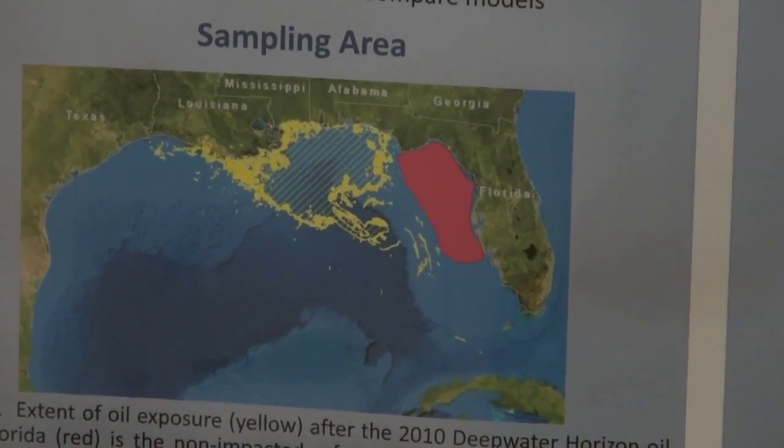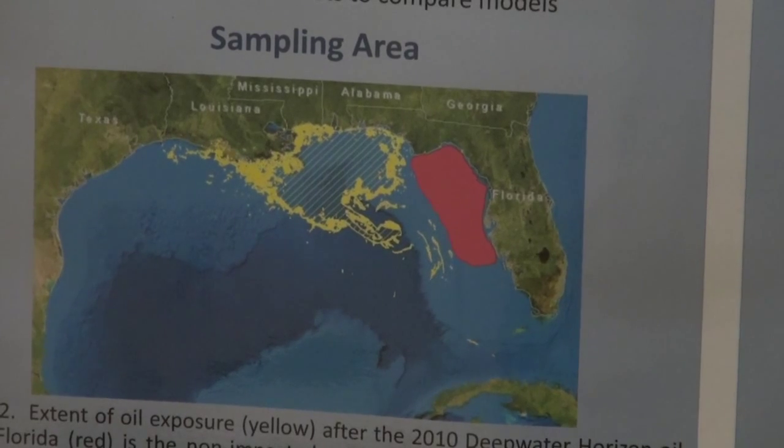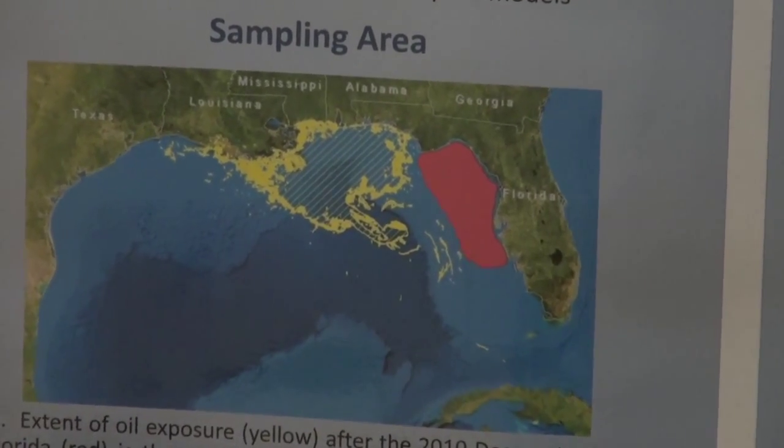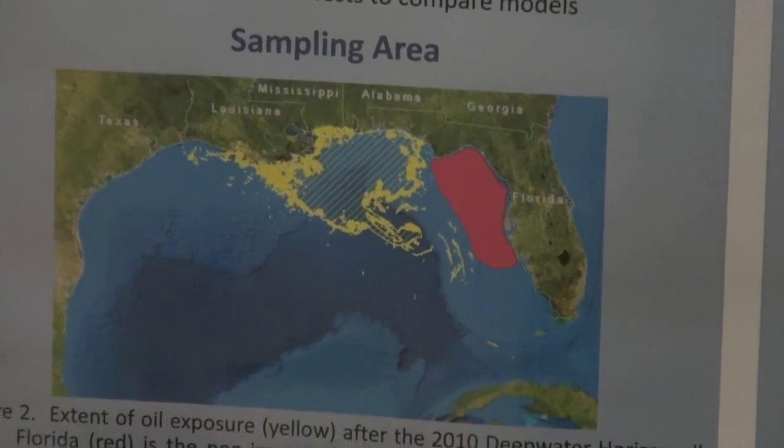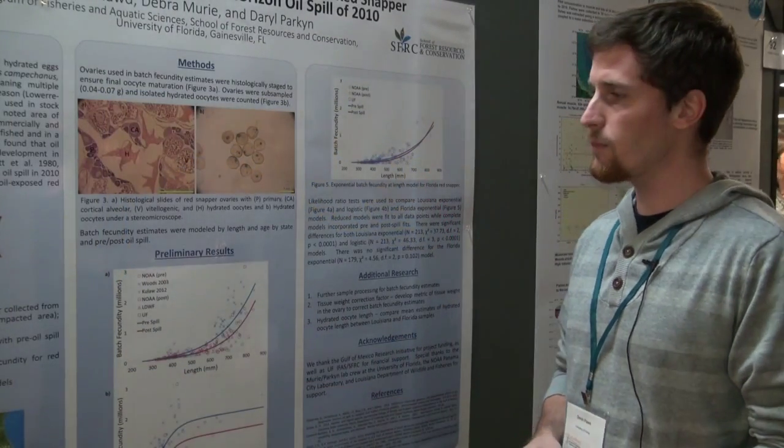This study is a part of a larger GoMRI grant looking at age and growth before and after the spill of a bunch of species, including red snapper. So that was another reason why we chose the fish.